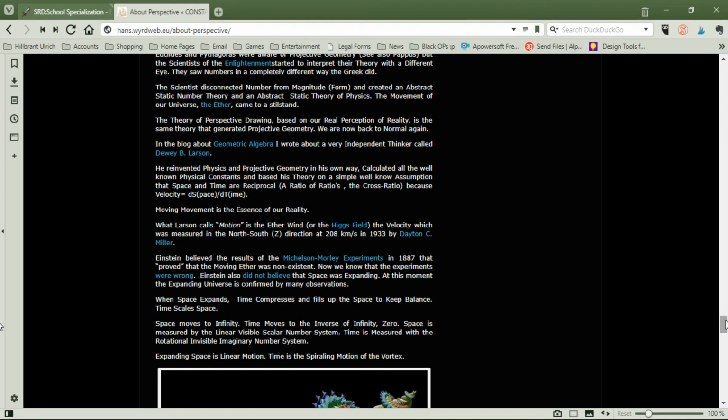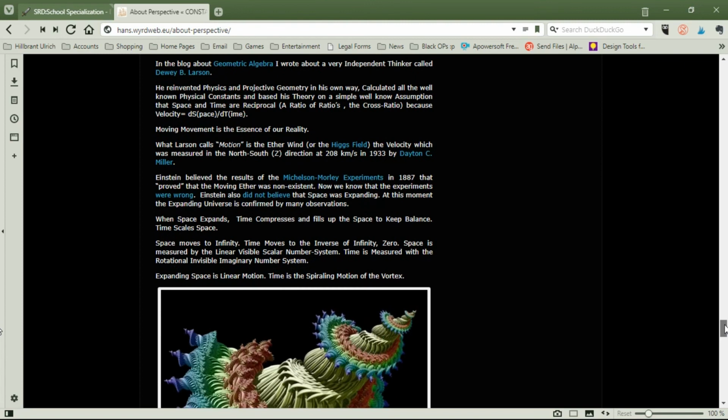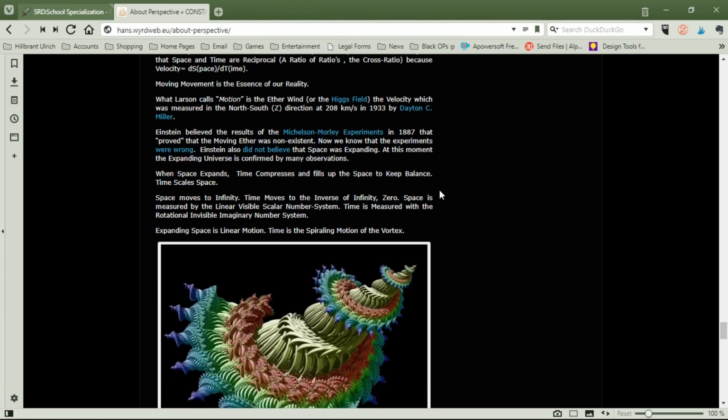Einstein believed that the Michelson-Morley experiments in 1887 proved that the moving ether was non-existent. So the Higgs field, it is a little bit easier to think of it as a moving ether, which affects material space. Now we know that the experiments were wrong. Einstein also did not believe that space was expanding. That's new to me because I really thought that he did believe that, but I don't know. At this moment, the expanding universe is confirmed by many observations.